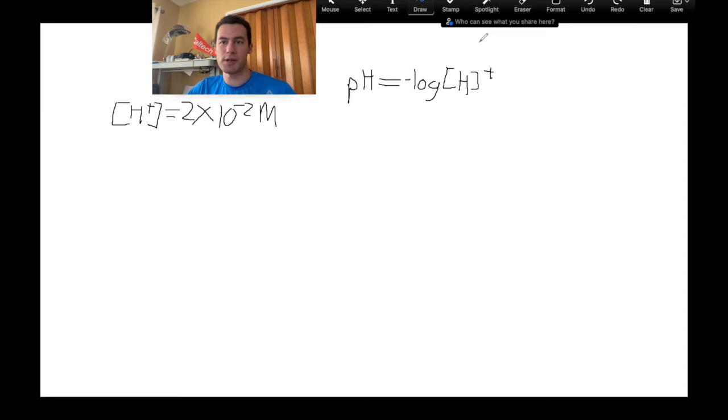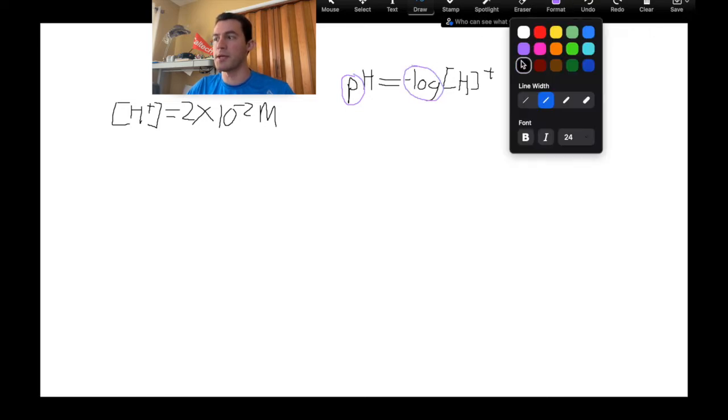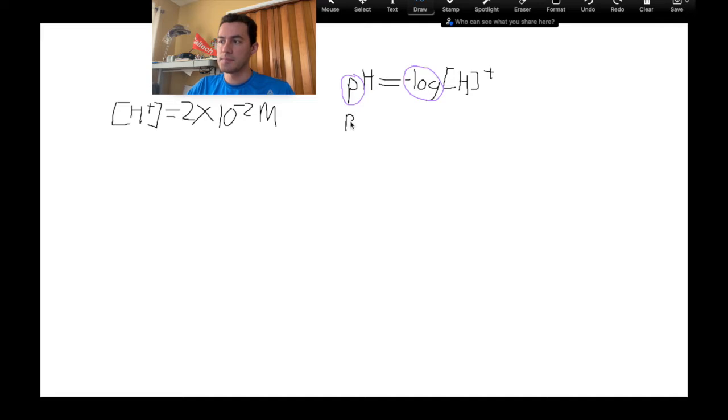And what I want to impress upon you is that the P in front of pH always means negative log. So for example, when I write down the formula for pOH, pOH is going to also equal negative log. But instead of H+, this time it's going to be OH minus. Negative log of OH minus. Sorry, OH minus, not O minus, which is hydroxide. And the same notation applies.